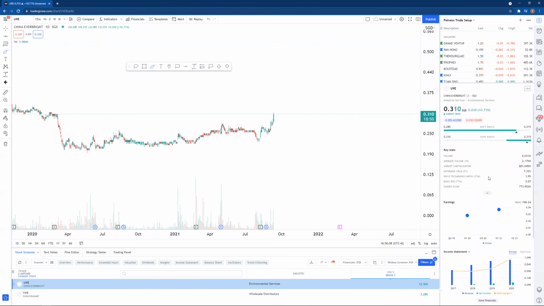And when looking at the ratio, the price to earning ratio is only 4. 4 is a ridiculously low number for a PE ratio, because as a general rule of thumb, anything below 10, I will consider undervalued.